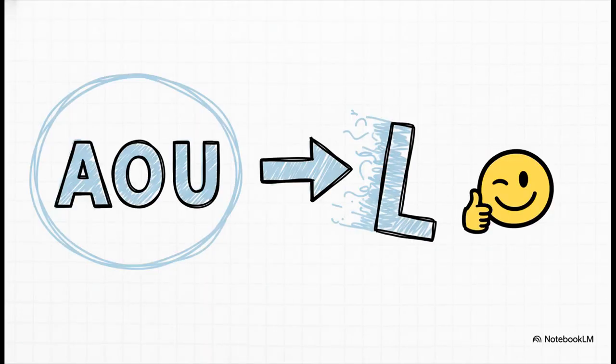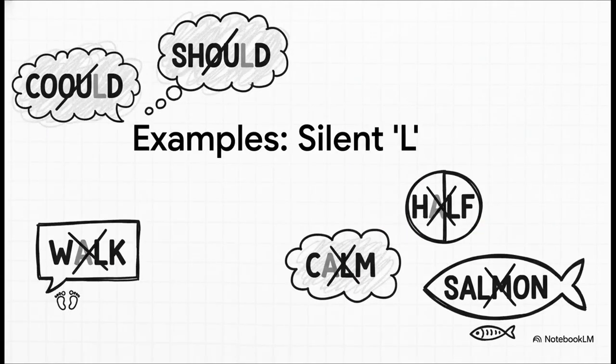And last but not least, let's talk about the silent L. I kind of like to call this the cheat rule because it honestly just makes pronouncing things way easier. Basically, the L often goes silent after the vowels A, O, and U. Why? Well, frankly, trying to pronounce it would be a real tongue twister. Just look at this list. We've got could, should, walk, talk, half, calm, even salmon. Yep, that's right. In every single one of these, we just drop the L sound completely. It just makes the word flow so much more smoothly.